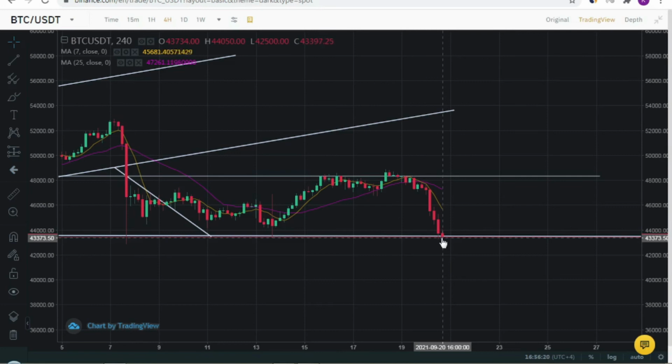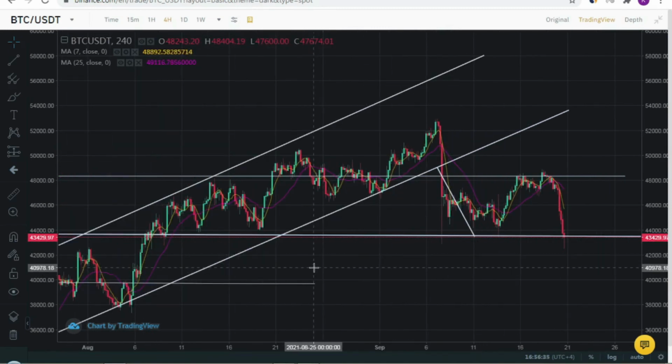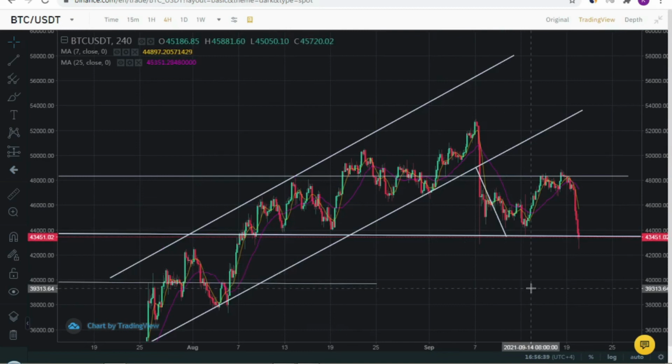For the next 4 hours, 1, 2, 3, 4. For another 4 hours. So it's 4 hours each. Each candle here represents 4 hours. Now, it is in this 4-hour chart that we see some trends. Look at it. Look how beautiful this is. You can see the lines that we just drew some minutes ago, and everything is in place.